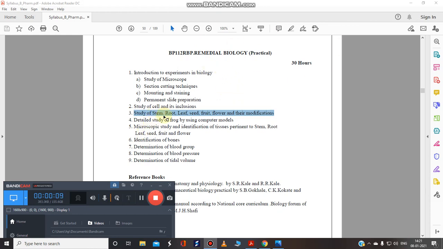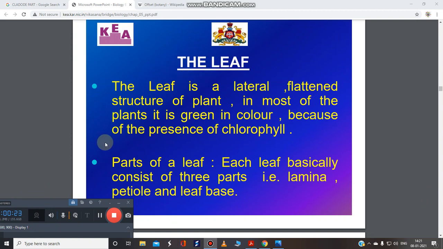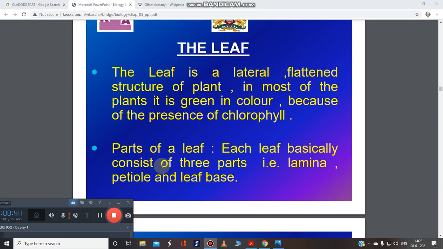In this video we will cover the morphology of the leaf. So far we have covered the stem and the root, and in this video we will cover yet another part of the plant, that is the leaf. By definition, the leaf is a lateral flattened structure of the plant, and in most plants it is green in color. We know why it is green: due to the presence of the plant pigment chlorophyll. Leaves have different parts like lamina, petiole and leaf base.